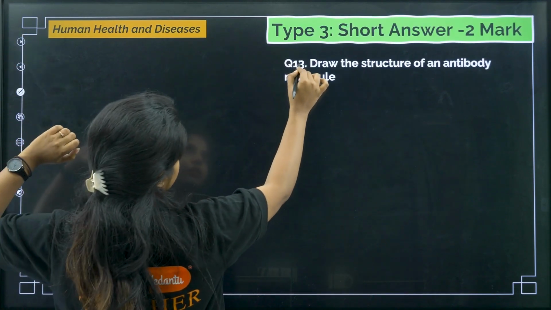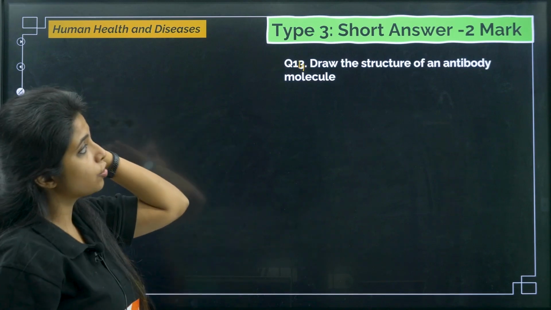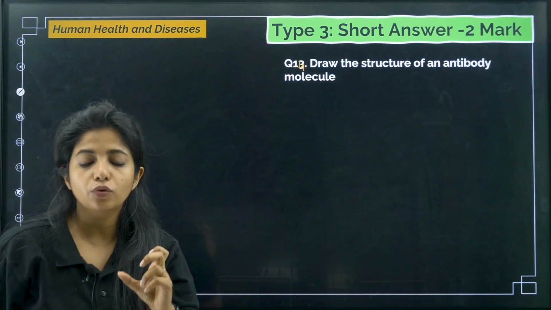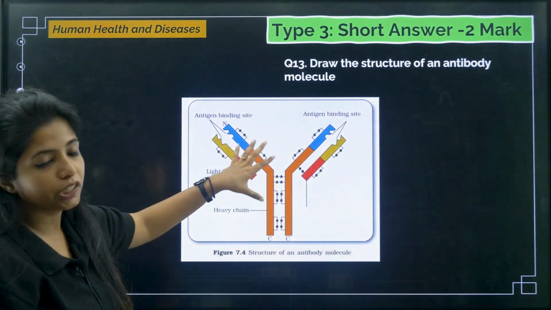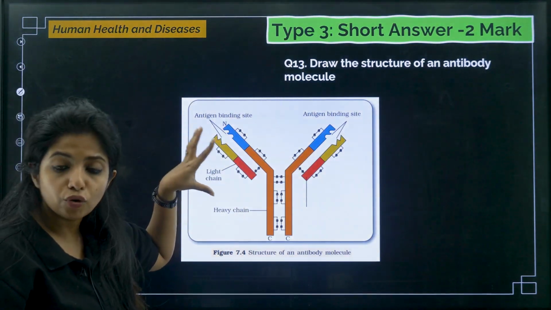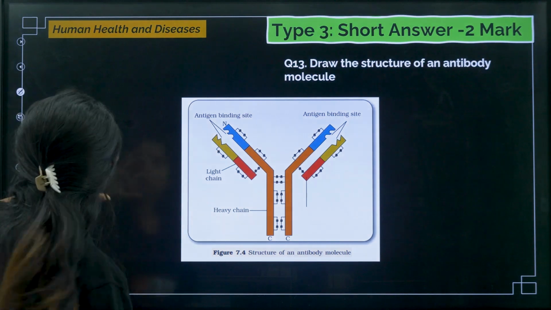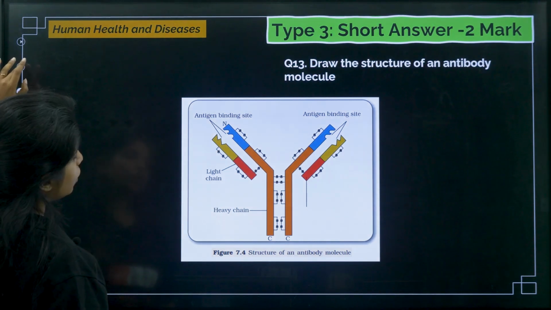Okay. So this is the 14th question over here. Draw the structure of an antibody molecule. How can you draw the structure of an antibody molecule? The one that is given in your NCERT looks like this. You have to draw exactly like this. It's very easy. It's not a humongous task.